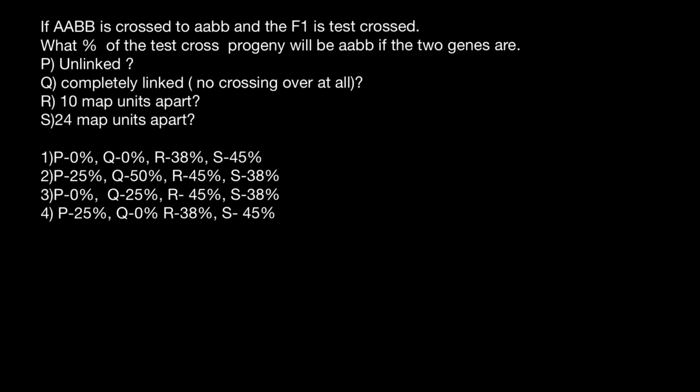Today I got a problem from one of my subscribers, and here's the problem. If a genotype homozygous for genes A and B is crossed to the genotype that is homozygous recessive for both genes, and the F1 is test crossed, what percent of the test cross progeny will be homozygous recessive if the two genes are in two variants? The first variant, unlinked.